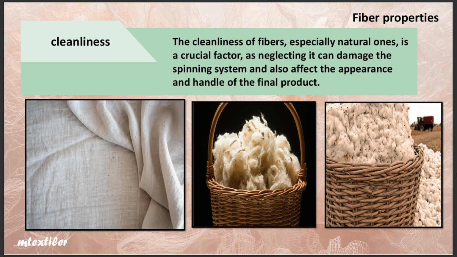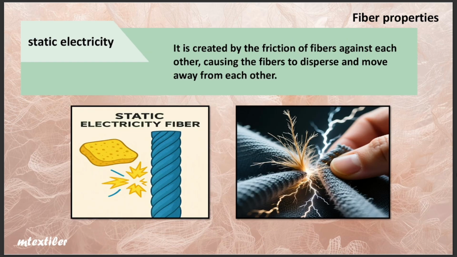In the next slide about static electricity, it is stated, "It is created by the friction of fibers against each other, causing the fibers to disperse and move away from each other." This factor is more of a concern during the spinning process than in the final product, because if not controlled, it can cause fires and disrupt the spinning process. During spinning, special oils are used to address this problem. However, in the final product, especially if it is a garment, it can also reduce the beauty of the fabric by affecting its appearance and drape.